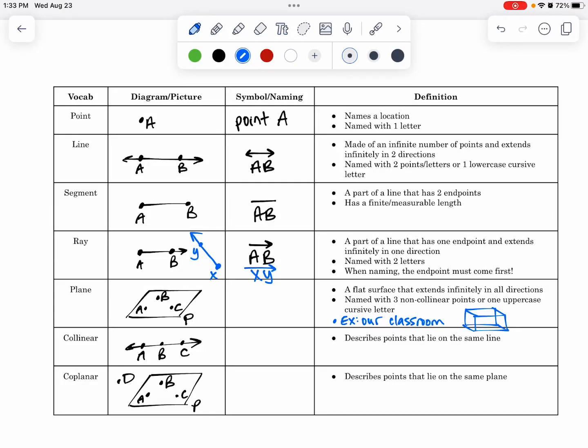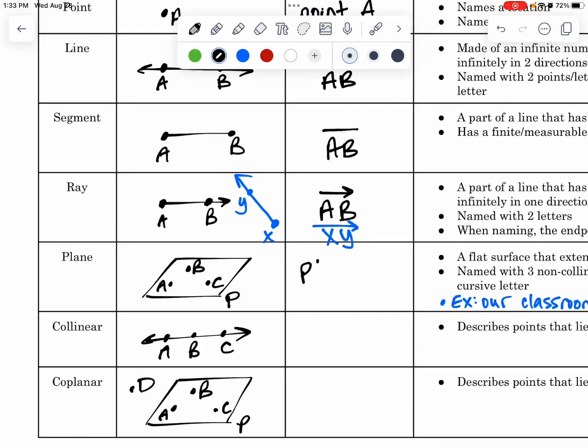Let's talk about the word plane. This is different from an airplane that flies in the sky. A plane is actually a flat surface, and we name it with 3 points that are on different lines. We'll talk about that in class a little bit more. But the way we name a plane is we say plane A, B, C, and you name the 3 points that are on it. See those points right there?